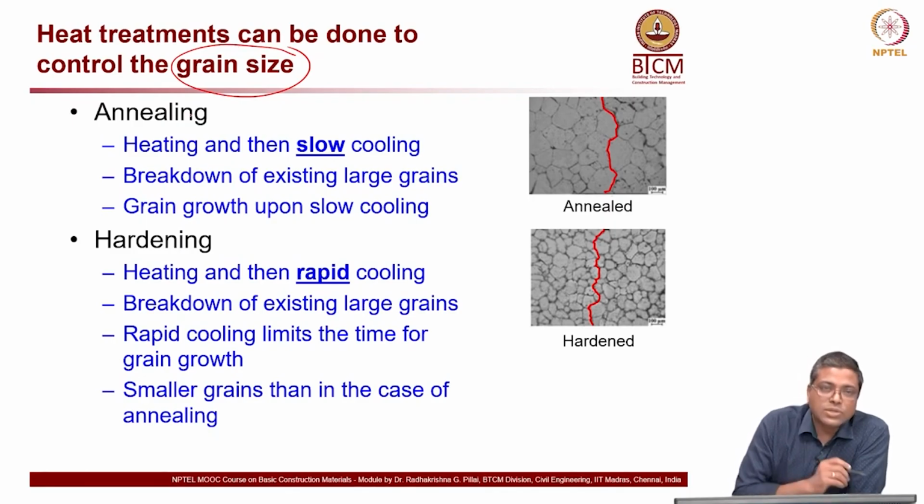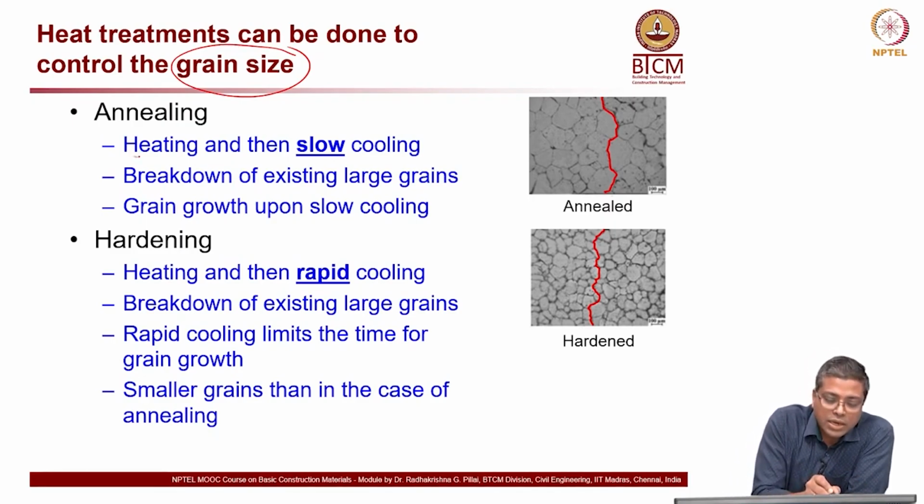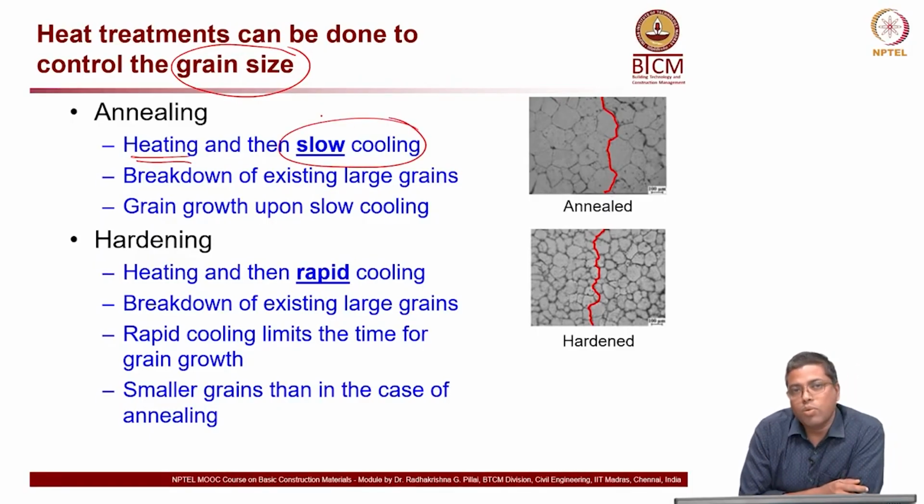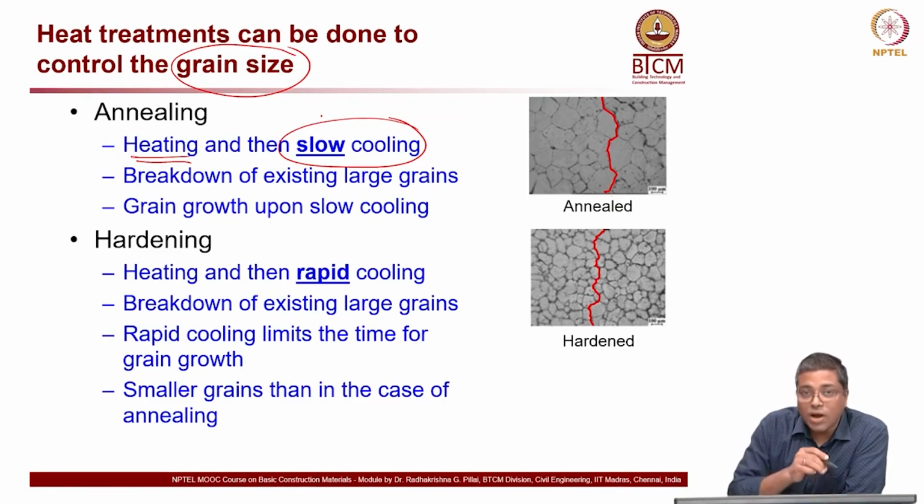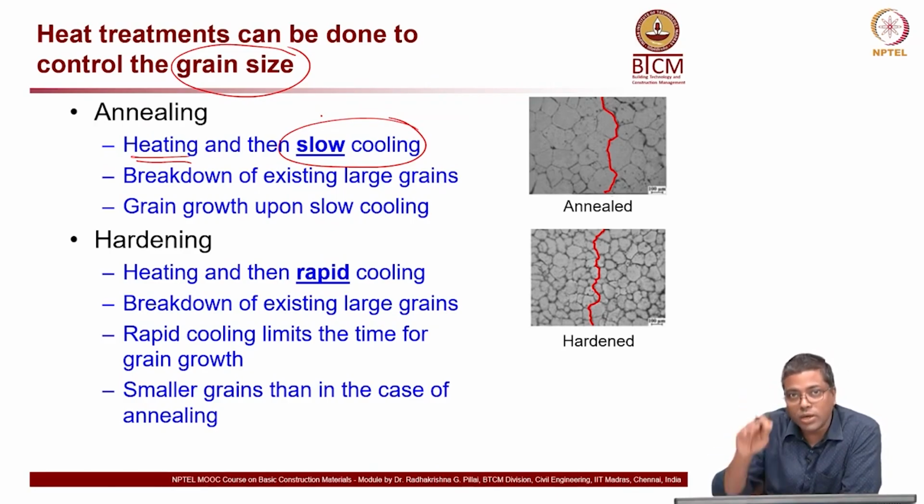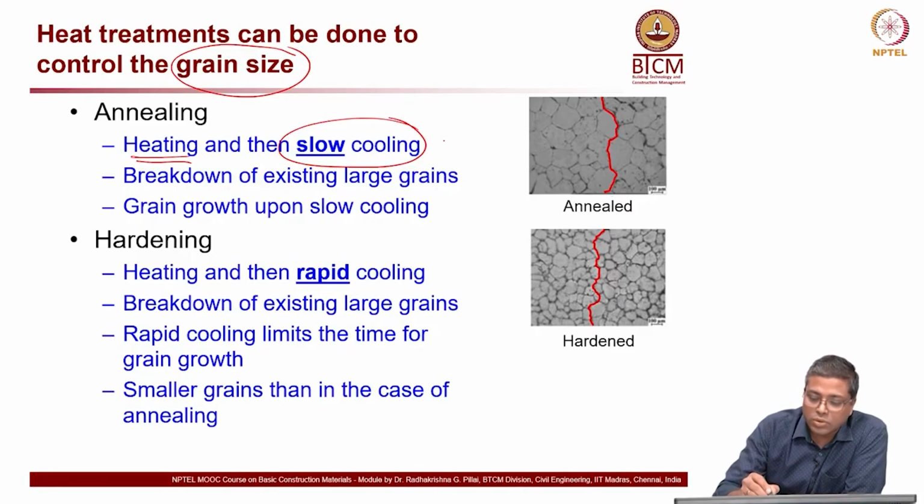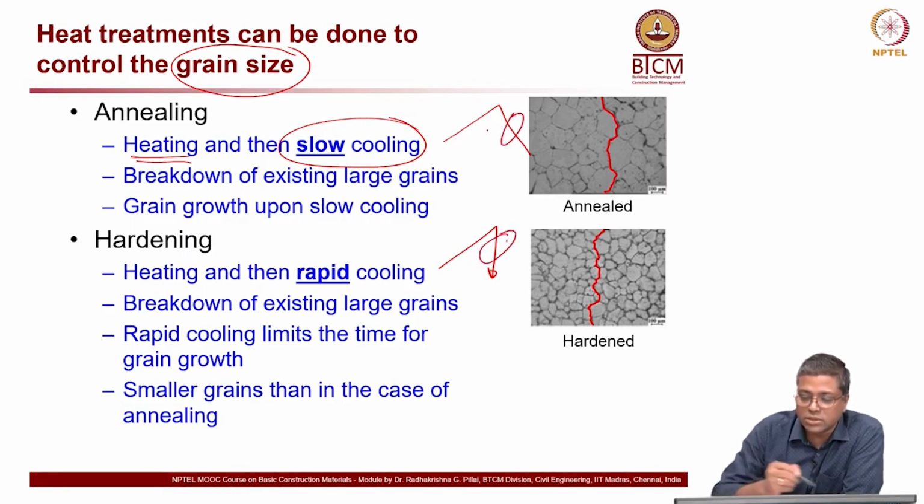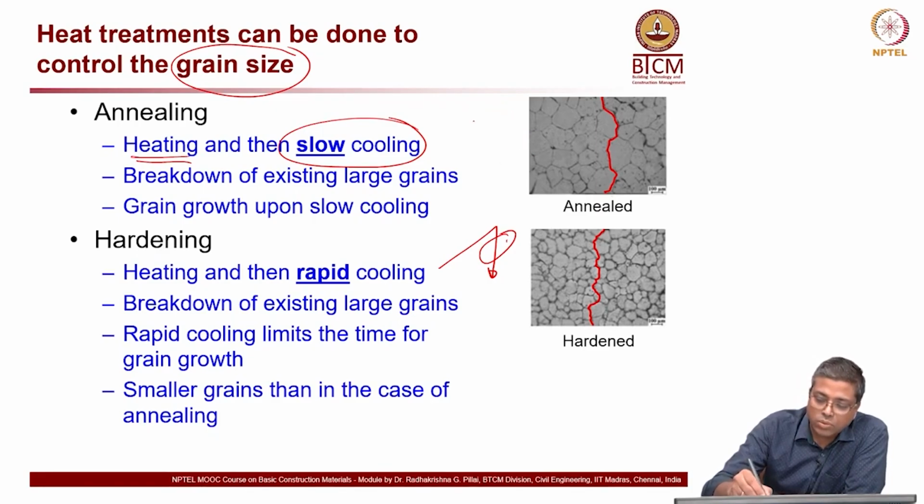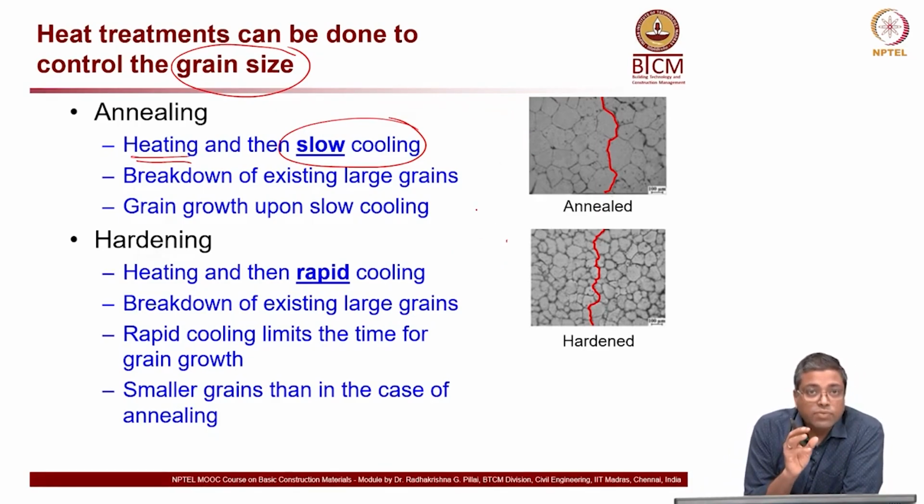In annealing, we heat the material and then allow it to cool in a slow manner. Heating and then slow cooling. And in hardening, it is heating, but cooling is very rapid. So, heating and then slow cooling here, and heating and then very rapid cooling here. You can see the slope in the second phase is relatively less. Because of this slow cooling and rapid cooling, the final grain size is going to be different.